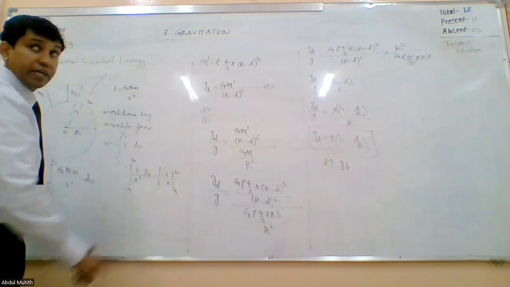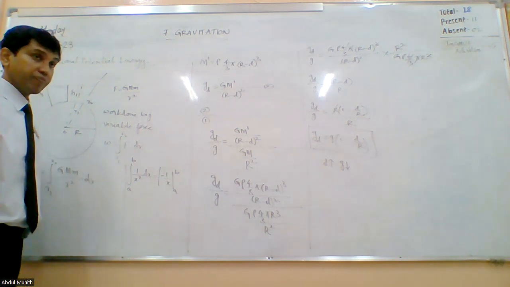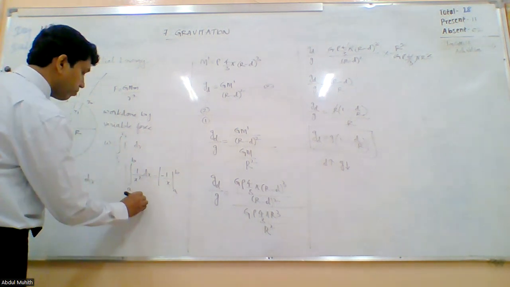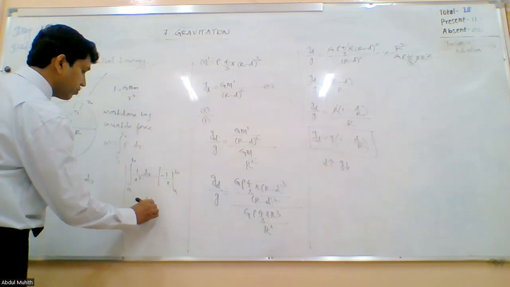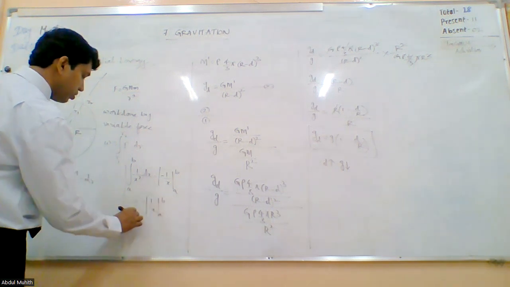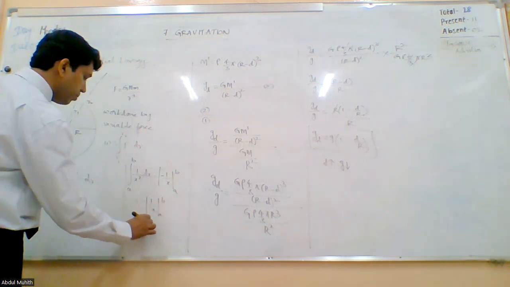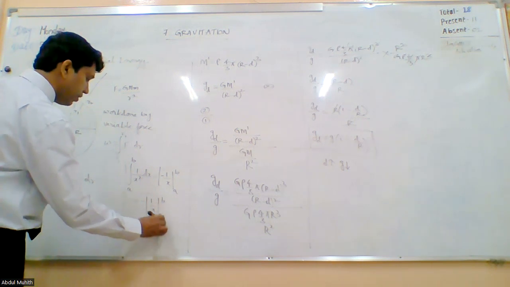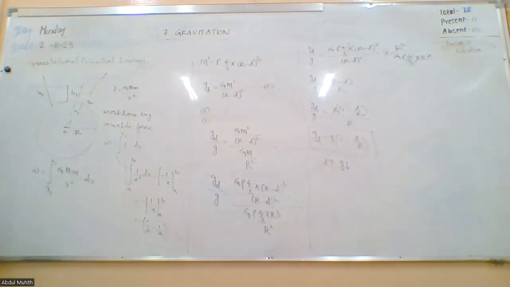What is A? A is the lower limit and B is the upper limit. So you take that minus outside. So 1 by x from where to where? A to B. So this will become minus 1 by B minus 1 by A. This is the way we do it: upper limit minus lower limit.